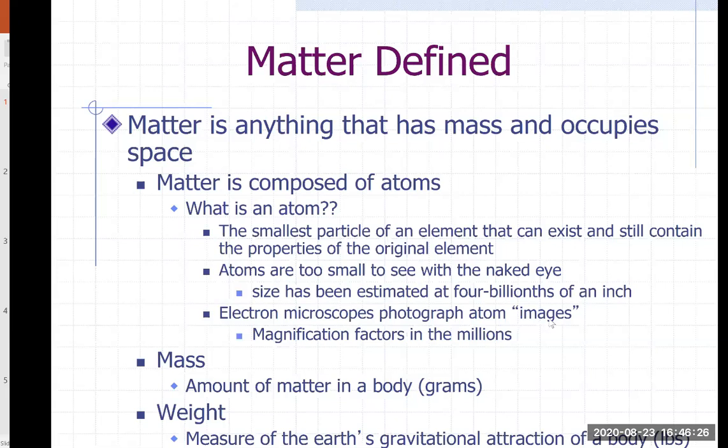The definitions of mass and weight differ, and you'll need to know how. Mass is the amount of matter in a body, and we usually measure mass in the lab in grams. Weight, on the other hand, is the measure of the Earth's gravitational attraction for a body, and that is usually measured in pounds.